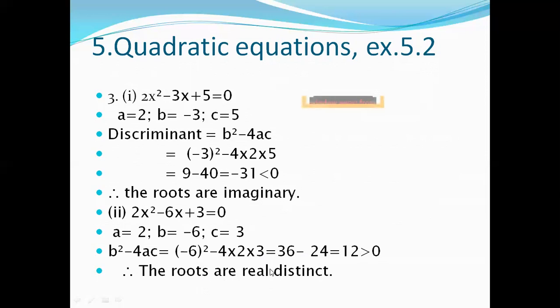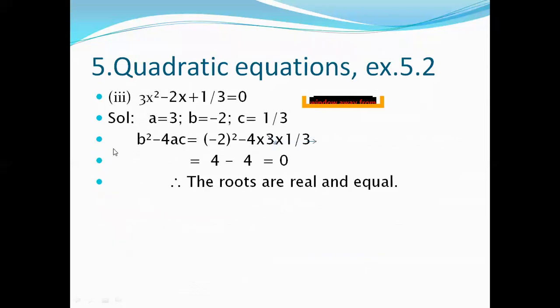Children, please note here and write real and distinct. If the discriminant value is positive, that means greater than 0, then you should write the roots are real and distinct. Now, the last one, 3x square minus 2x plus 1 by 3 equal to 0.